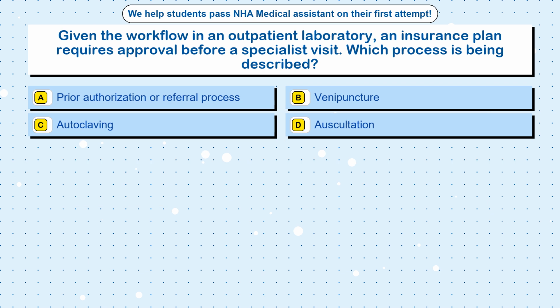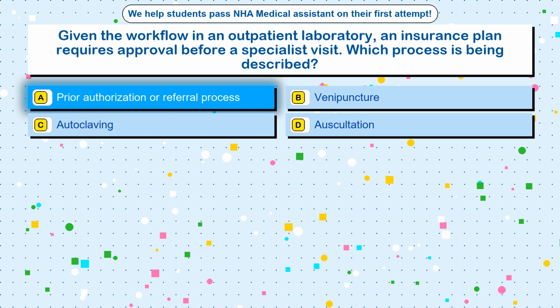Question 75. Given the workflow in an outpatient laboratory, an insurance plan requires approval before a specialist visit. Which process is being described? Option A. Prior authorization or referral process. Option B. Venipuncture. Option C. Autoclaving. Option D. Auscultation. The correct answer is option A.